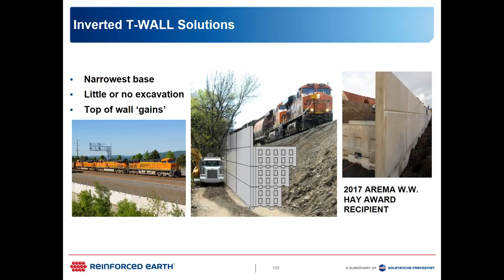These are different examples. As you could see here, this is an example using an inverted T-wall. In this case, the existing slope was very stable and the soils below the wall were extremely good. In this case, it made sense to use an inverted T-wall and add one more track.